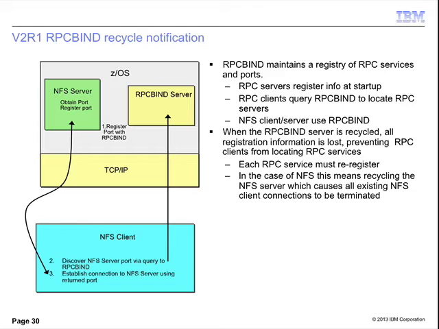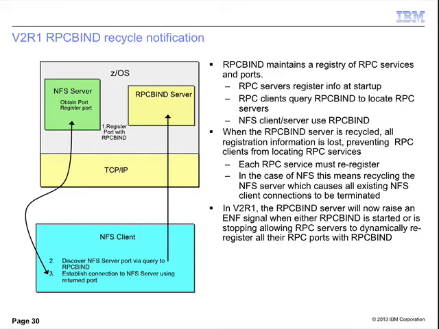There really is no good way to do that today other than to restart the NFS server itself, to bounce that server so that it gets a new port and re-registers it yet again. And of course, that's definitely an availability implication, if you're actually having to bounce NFS just to get your port re-registered. So in 2.1, the change we've made is that the RPC bind server will now raise an ENF signal, an Event Notification Facility signal, whenever the RPC bind server is going down or it's being started. And that way the NFS server or any server can listen for that ENF, and if it sees it, say, oh, I've got to re-register my port now. And that's a much better availability story.